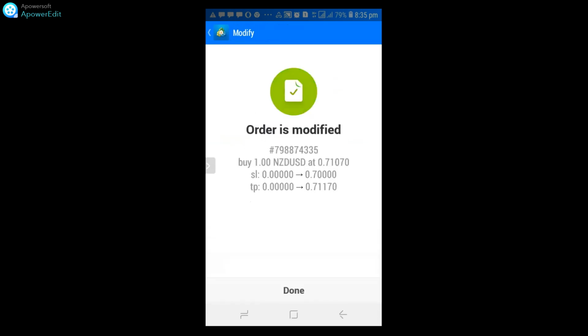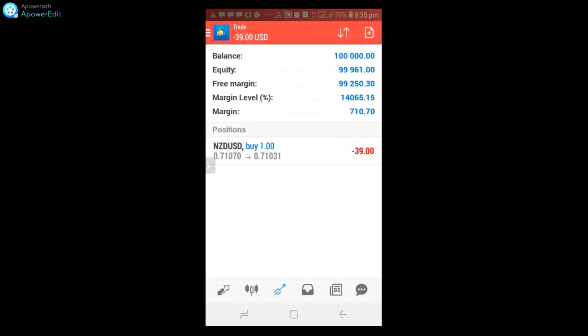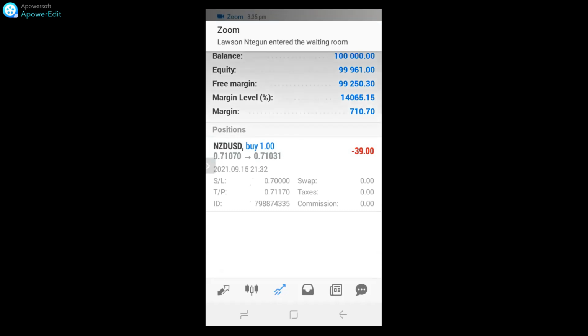Click on modify, sir. You can see you are in that trade. Now, sir, tap that trade once, that NZD-USD. If you tap it once, you will see that your take profit is 0.71170. You see that your stop loss is 0.7000.